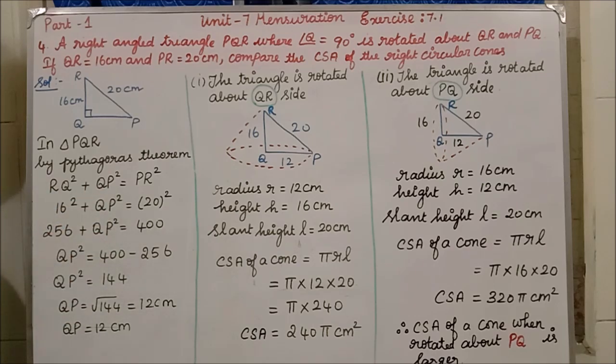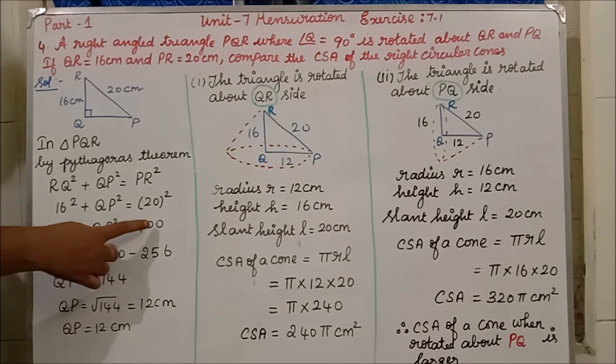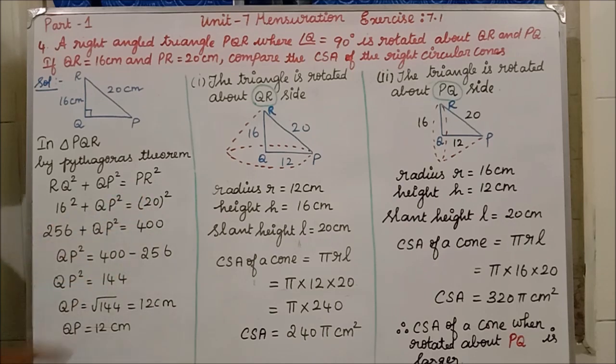So write QP square plus RQ square is what? 16. So 16 square means we will get 256 plus QP square equal to 20 square, which is 400. Clear? So now I am taking this 256 to the right hand side. When I subtract, I am getting QP square is equal to 144.